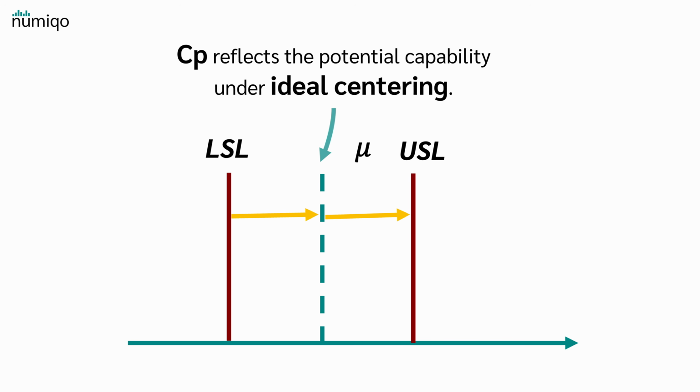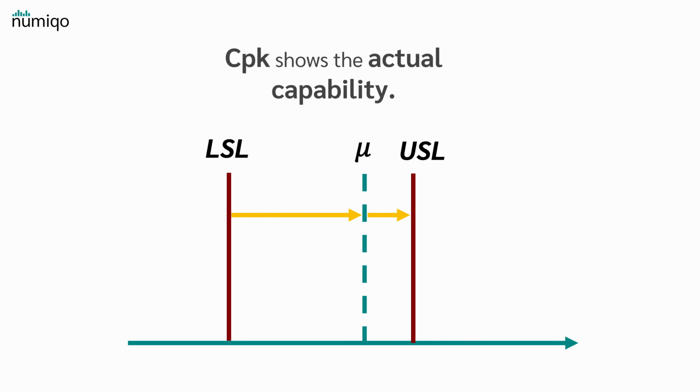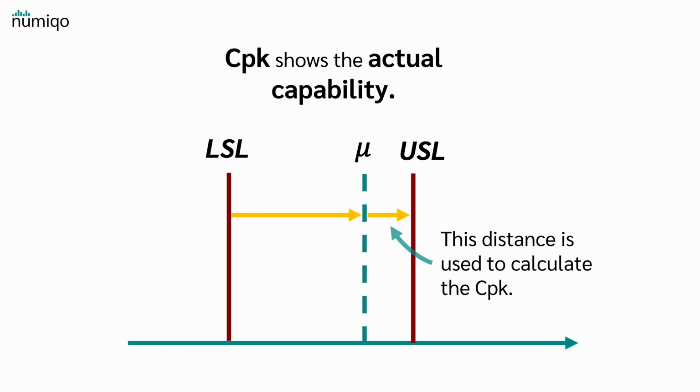So we have the same distance from the mean to the upper limit and lower limit. In contrast to that, CPK shows the actual capability, accounting for any mean shift. For example, here the critical limit would be the upper specification limit because the mean is closer to this limit, so that distance is used to calculate the CPK.